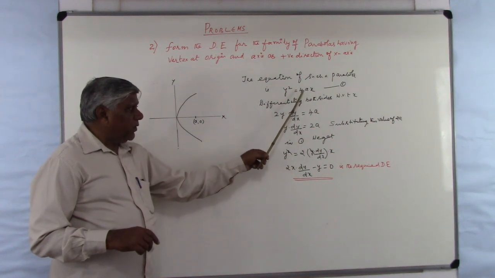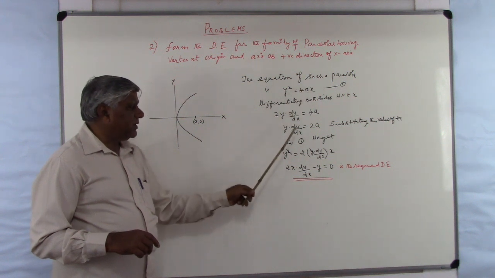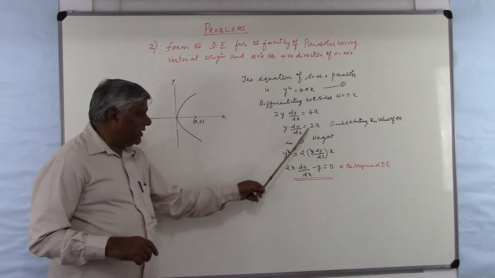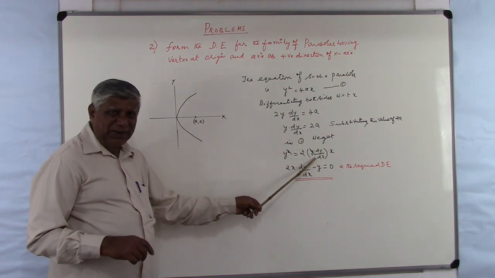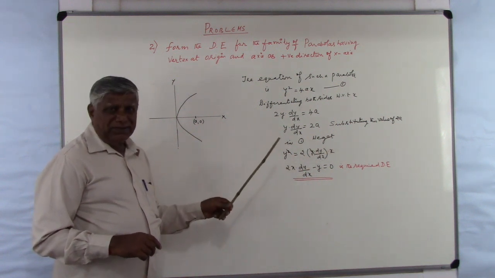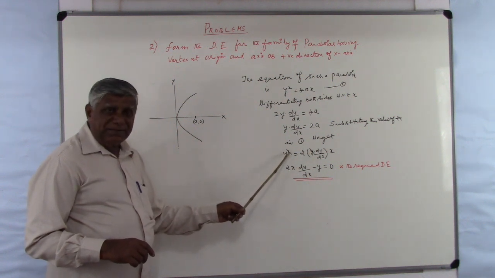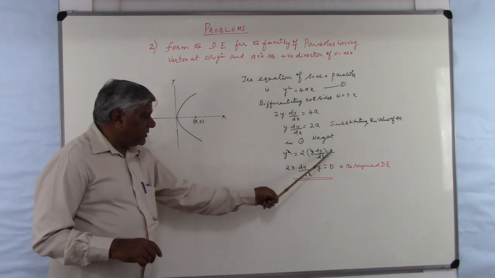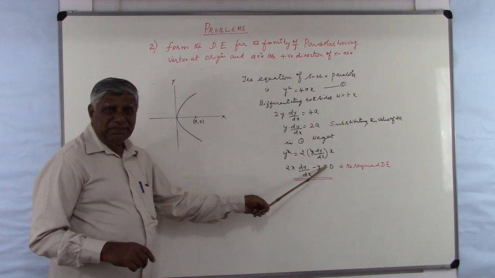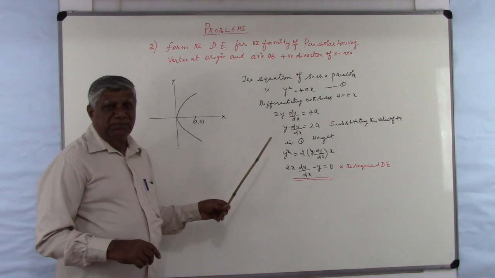I am splitting this 4a into two parts here, you can see, 2 into 2a into x. What is the value of 2a? y into dy by dx, that I have substituted here. So 2 into y into dy by dx into x. Now this y and this y get cancelled. Therefore 2x into dy by dx minus y is equal to 0. This is the required differential equation for this family of parabolas.